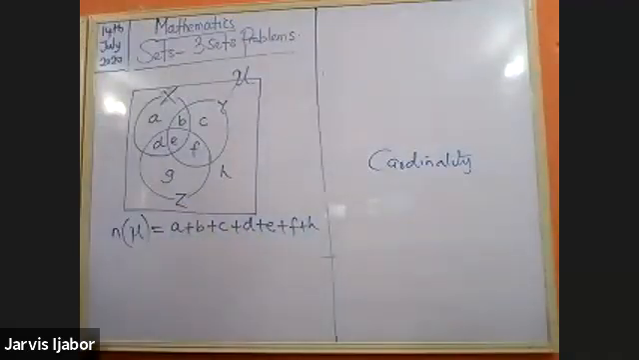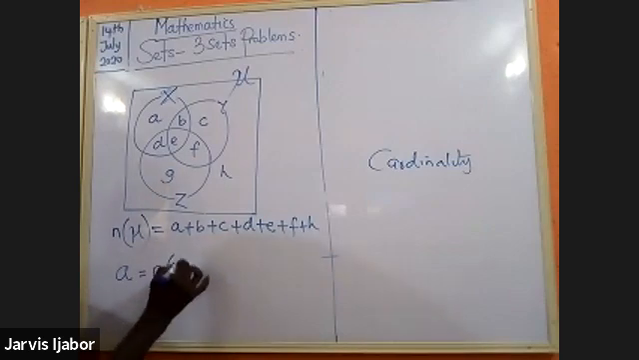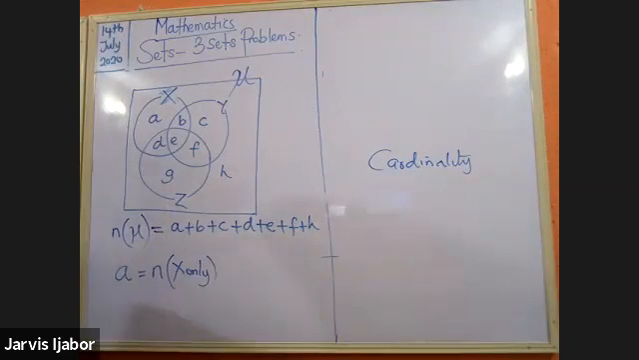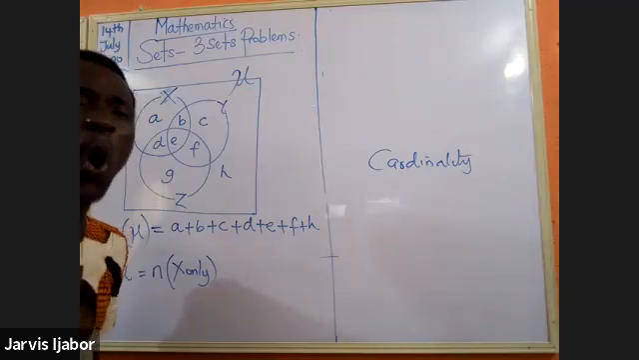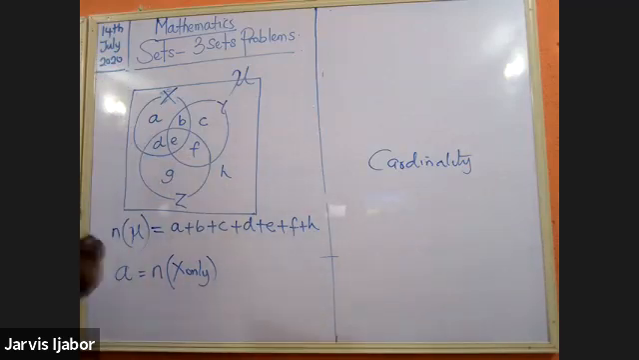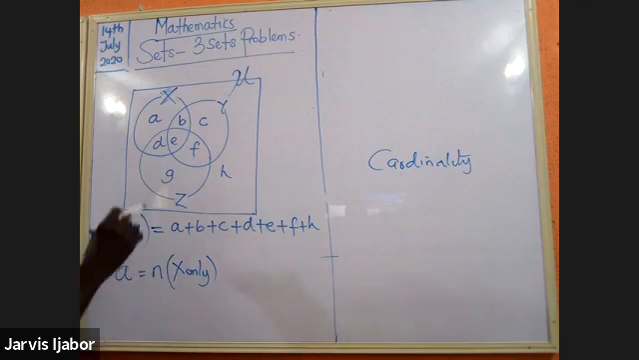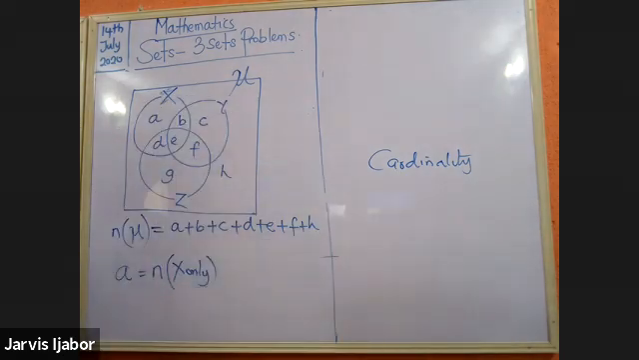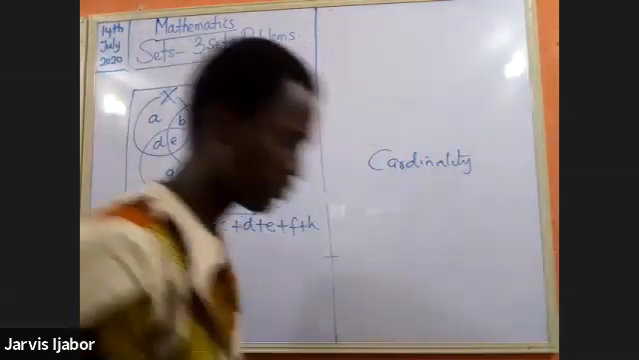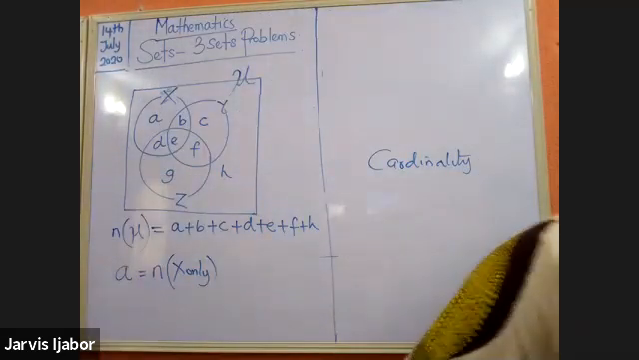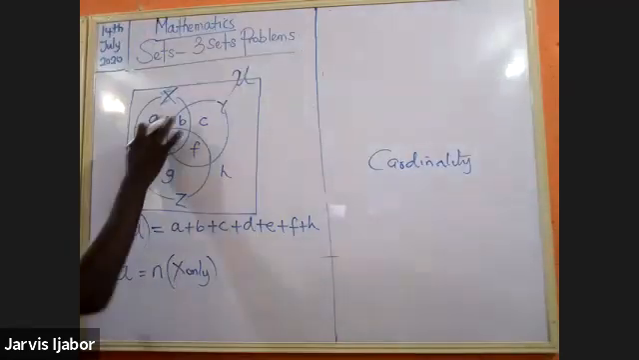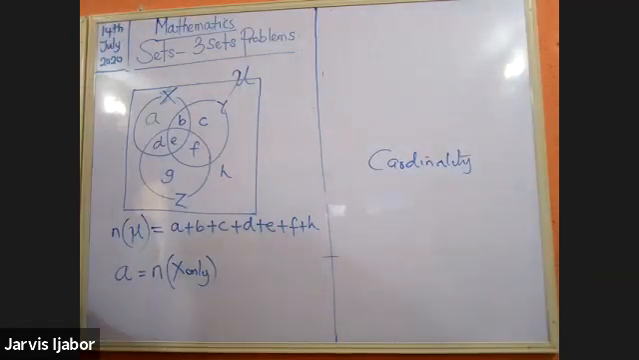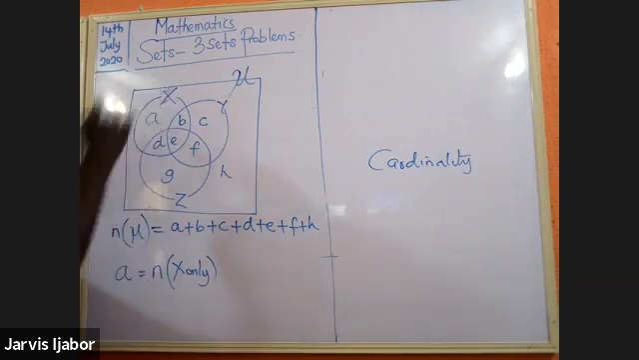So for the first one, A is equal to the number of X only. The number of what? X only. That is elements that are present in X and are not present anywhere else. So the elements can only be found here. Maybe I should bring in my color markers to create some swag. So this is A. All the elements that are alone. This is A.